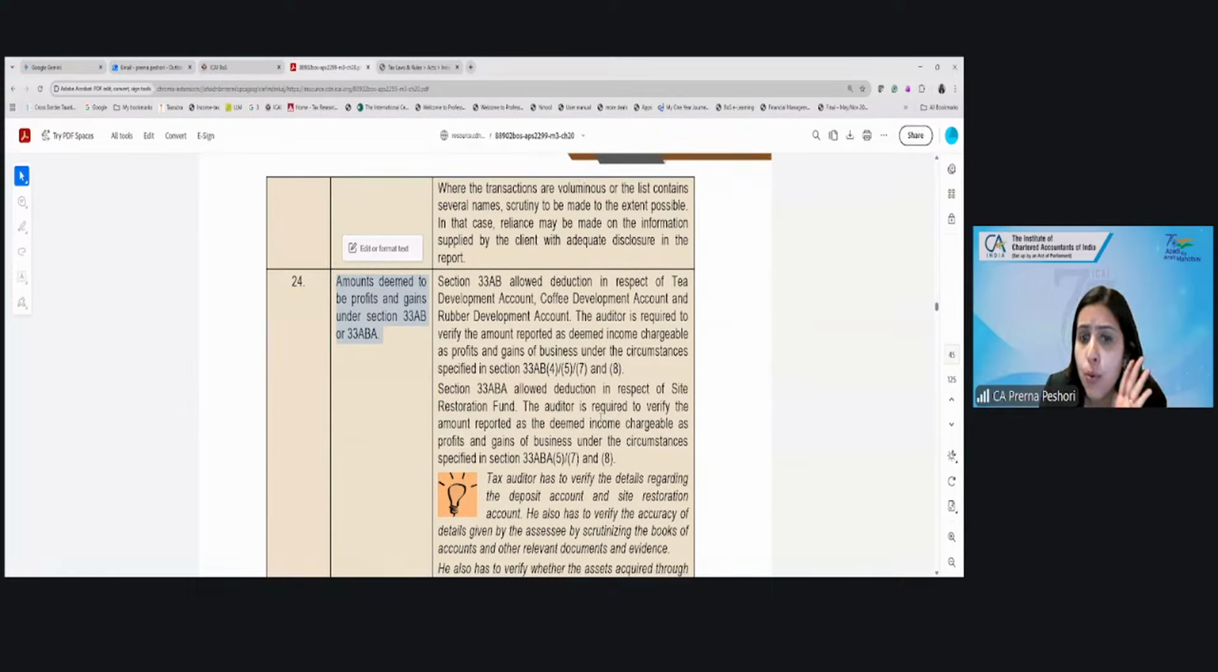So under 33AB, if you remember, you are required to claim the deduction provided you deposit the amount in the NABARD account. Right? Now, if you withdraw the amount from that account for certain non-specified utilization, or you do not utilize it, if you misutilize or do not utilize it, then in that particular case, it is deemed to be income. Do you recollect this?